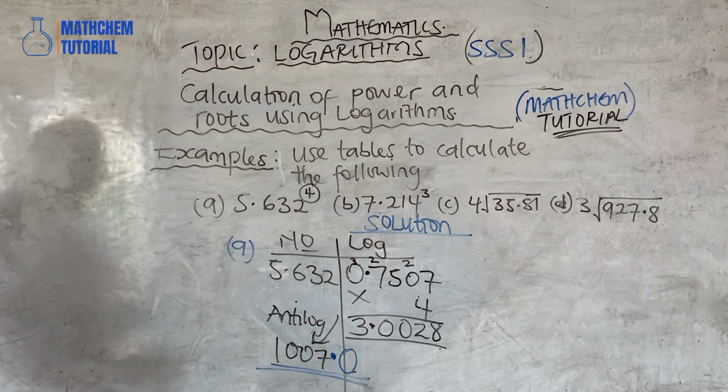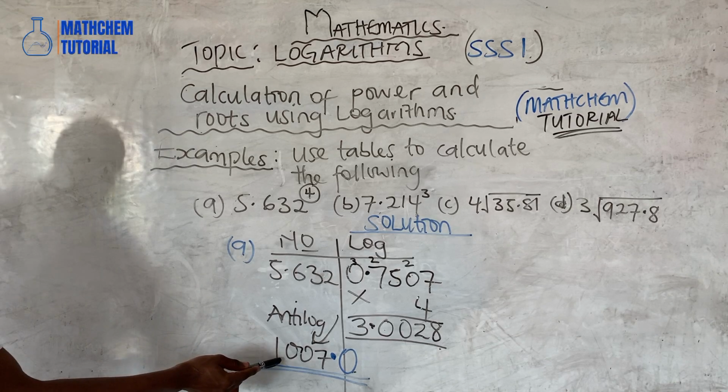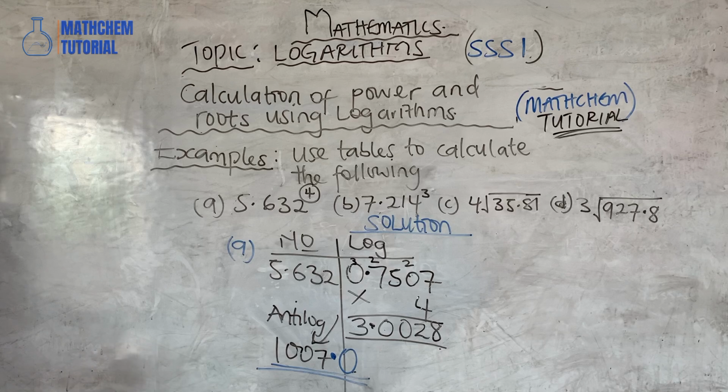Meaning that if you find 5.632 raised to the power 4 using your calculator, you should actually get 1007.0. You can find that out using your calculator by pressing 5.632 raised to the power 4, and you are going to get 1007.0. Now let's go to the next example.